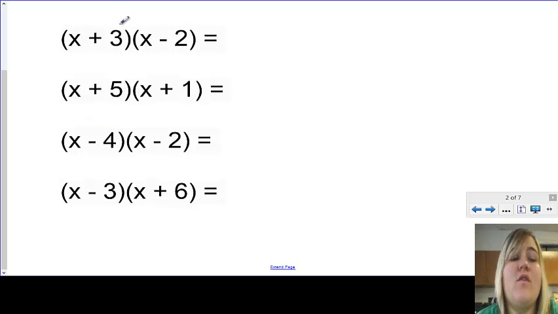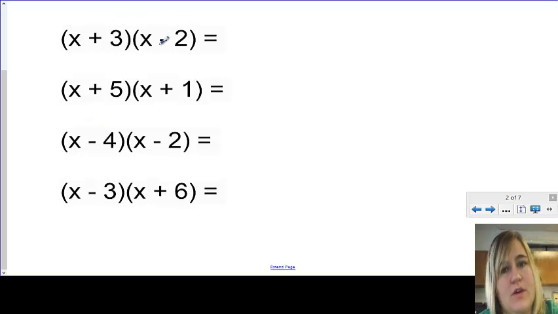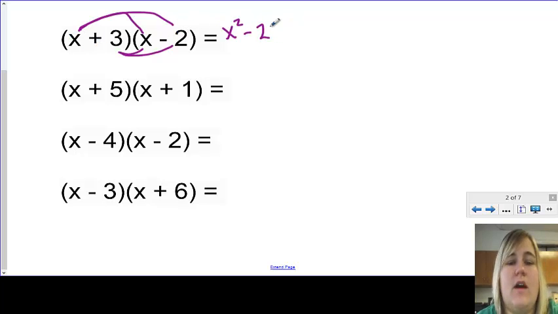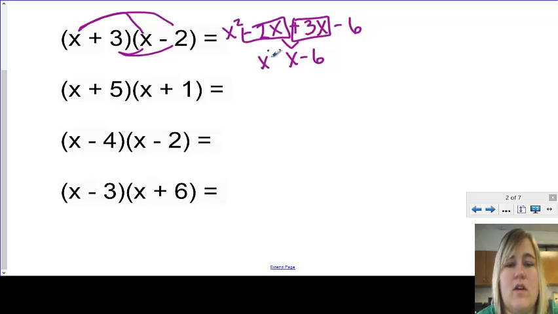So if I gave you this on a test, which hopefully you would know what to do, you would tell me we would take first times first, outside times outside, inside times inside, and last times last. So you would get x times x is x squared, and then negative 2 times x is negative 2x, 3 times x is positive 3x, and 3 times negative 2 is negative 6. You would combine like terms. Negative 2x plus 3x gives me x, and you'd bring everything else straight down.